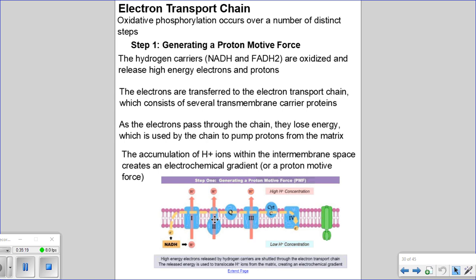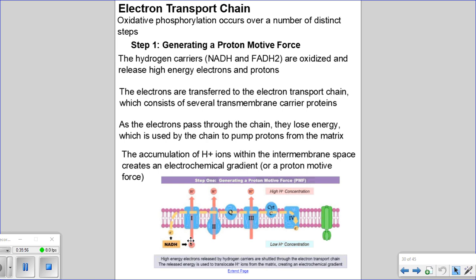Now, as that energy is lost by the electrons, that energy is actually used to take the hydrogen ions that have been dropped off, and transport those hydrogen ions from one side of the mitochondrial membrane to the other side. And this creates a high concentration of hydrogen ions on one side of the membrane and keeps a low concentration of hydrogen ions on the other side of the membrane.